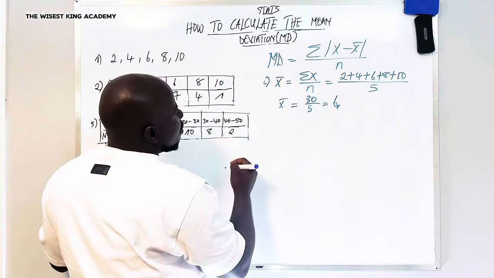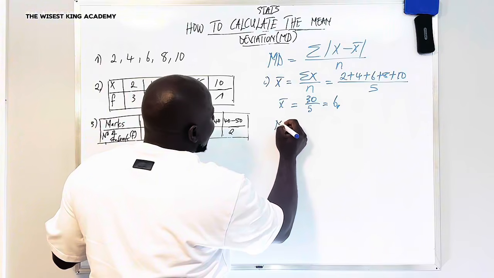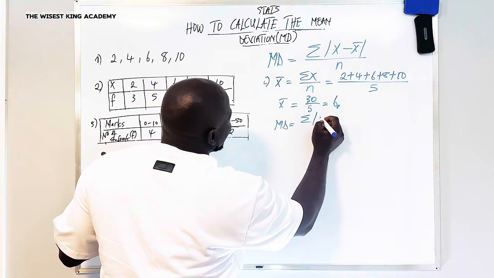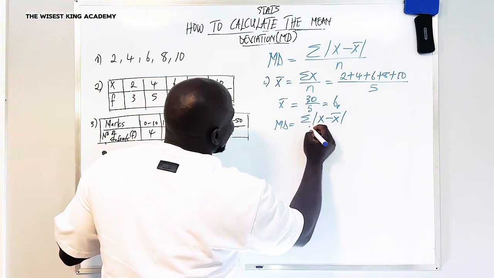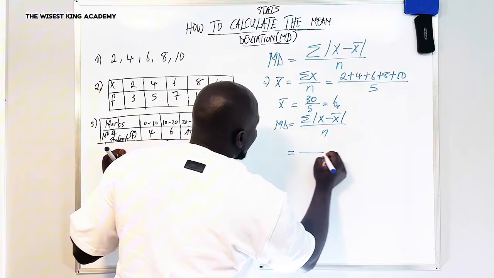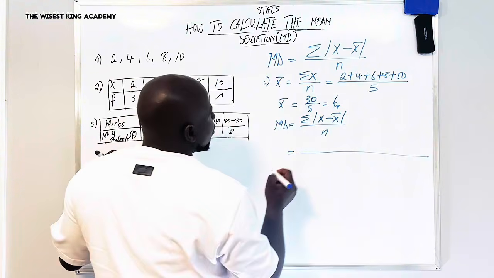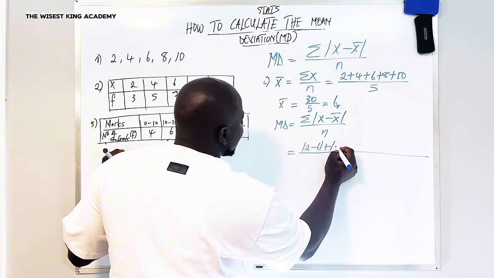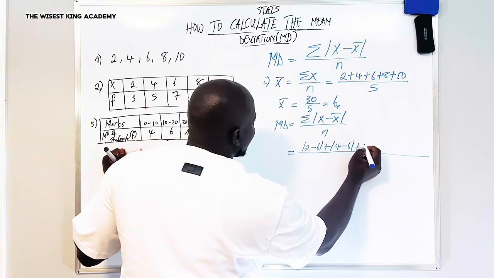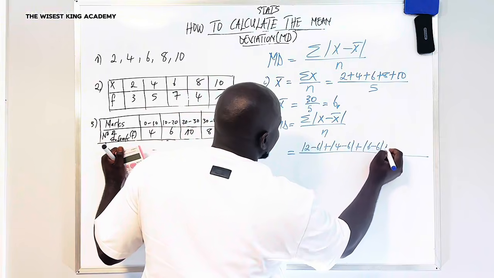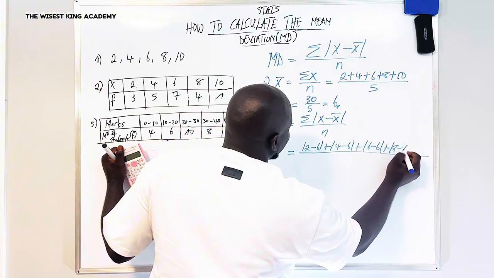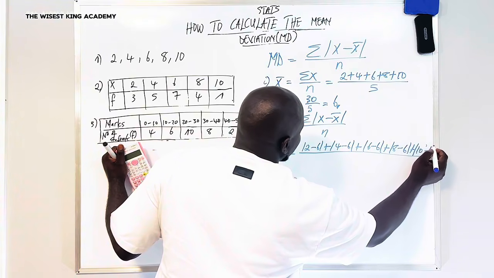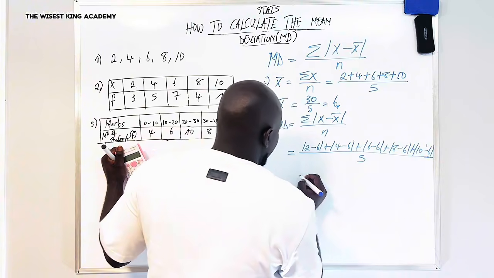The next thing now, we need to calculate our mean deviation. Our mean deviation is the sum of the absolute difference of x minus x bar, all of this divided by n. So the first value of the variable is: absolute of 2 minus 6, plus 4 minus 6, plus 6 minus 6, plus 8 minus 6, and plus 10 minus 6, and all of this divided by 5.